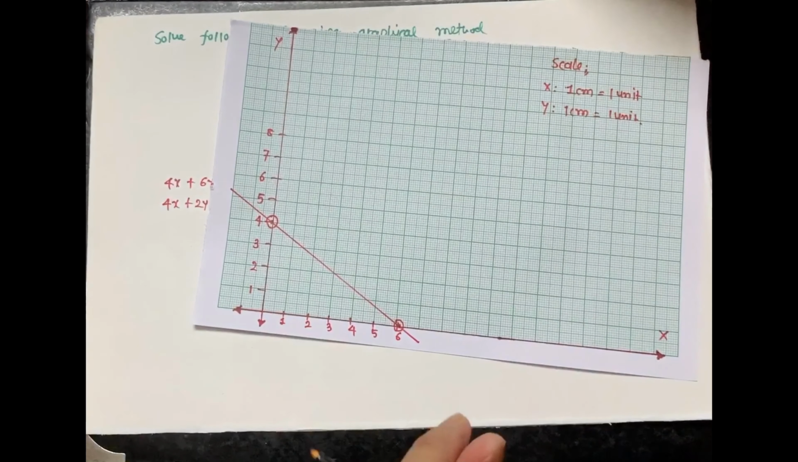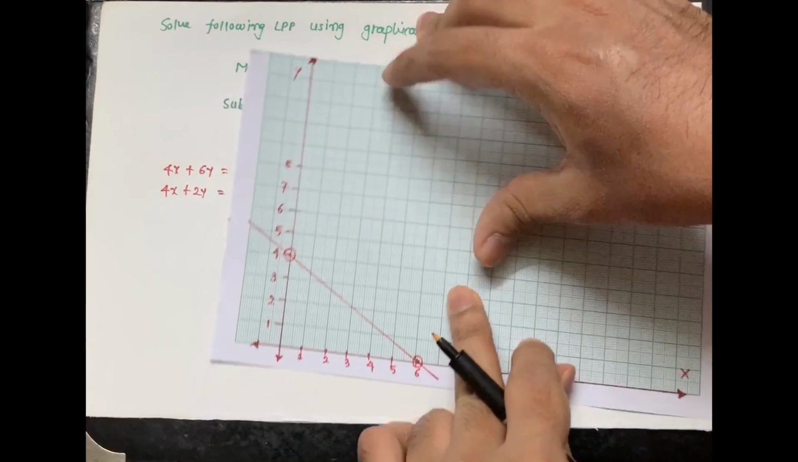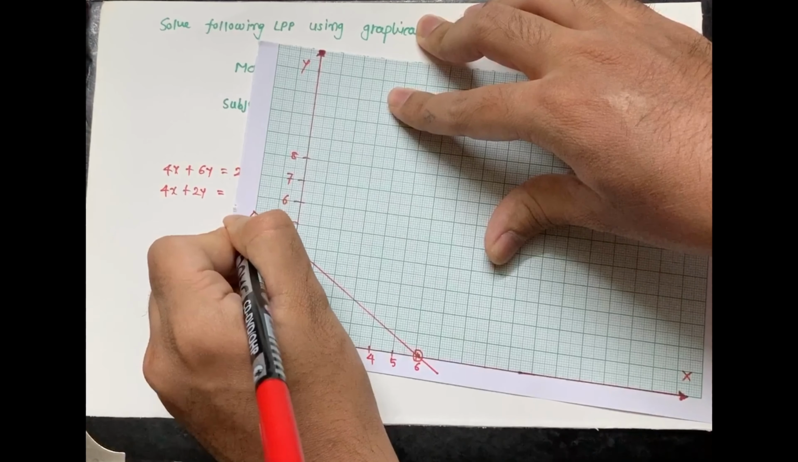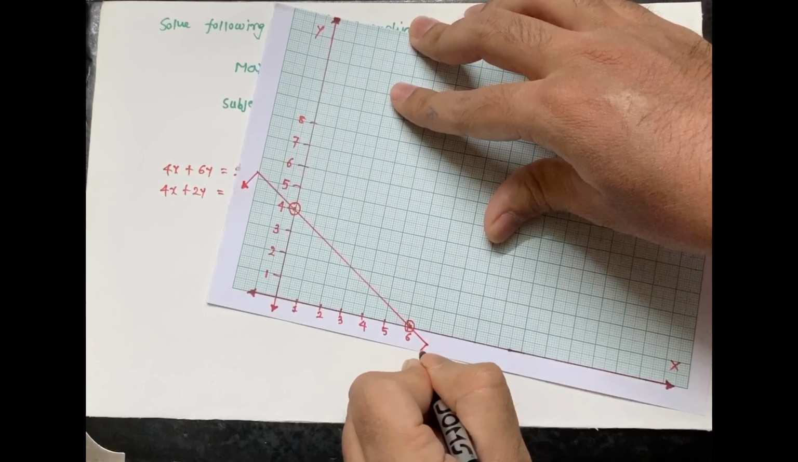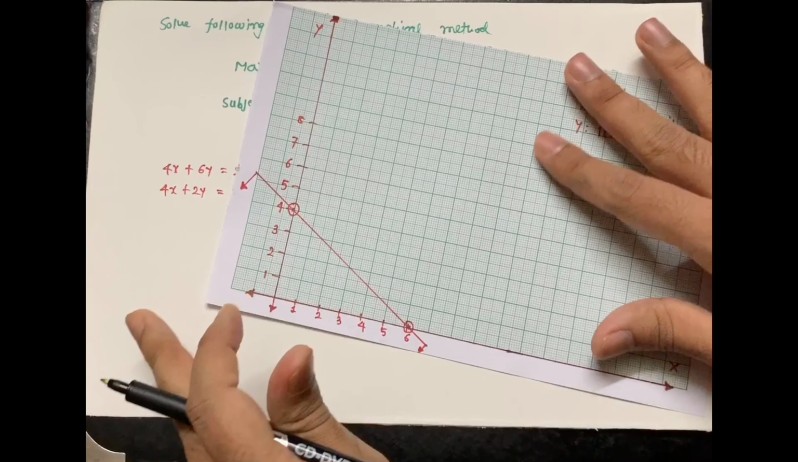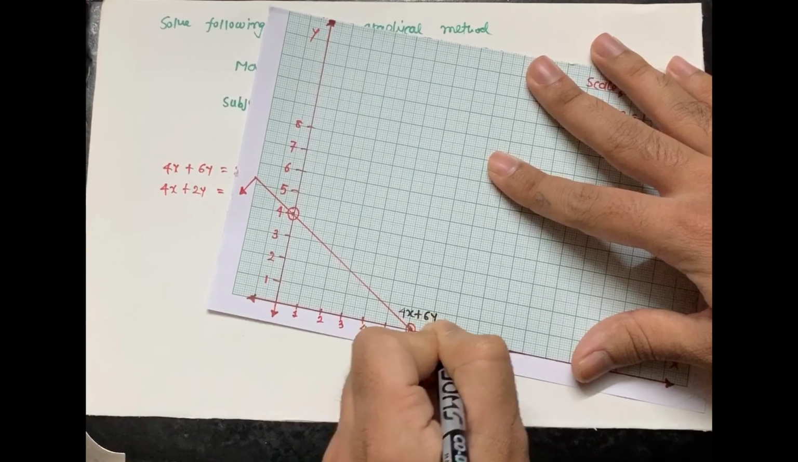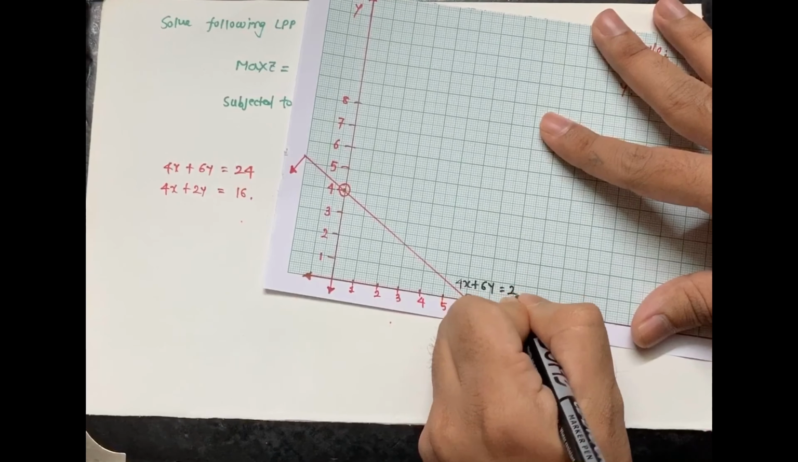I have connected the points, coordinates. The inequality here is of less than or equals to type, which means the arrows are in a downward direction. The equation of this line is 4x plus 6y equals 24.